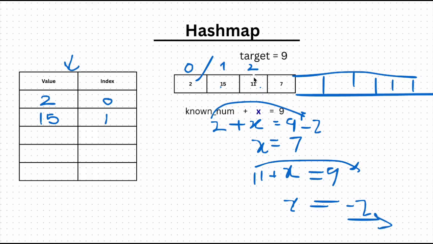We go to the element in our table. We go, well, 11 comes to our hash map. And then we're going to save its index, which was 2. And then we go to the last one, right? Same logic.